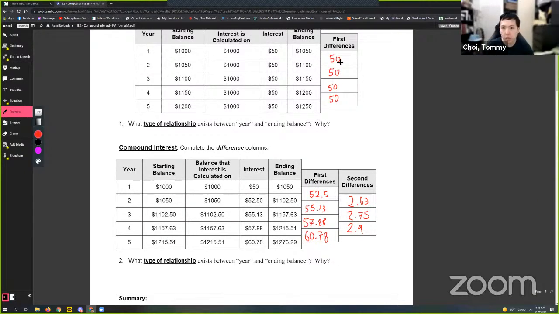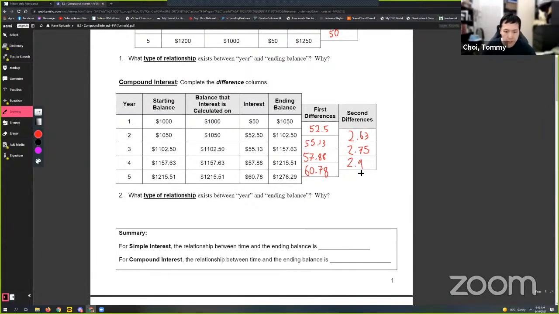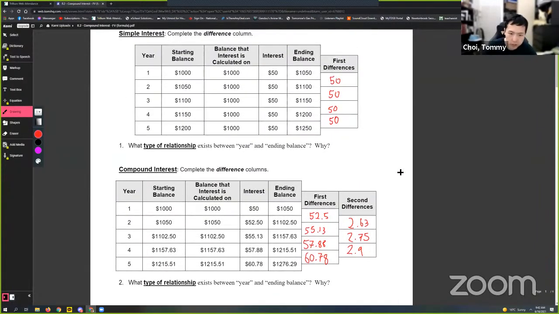So in our first one, the first differences are constant, so it's a linear relationship. But in our second one, it's not even quadratic or linear. It is exponential. We see a specific change here because of how compound interest works. And so we're showing you here that little relationship difference.